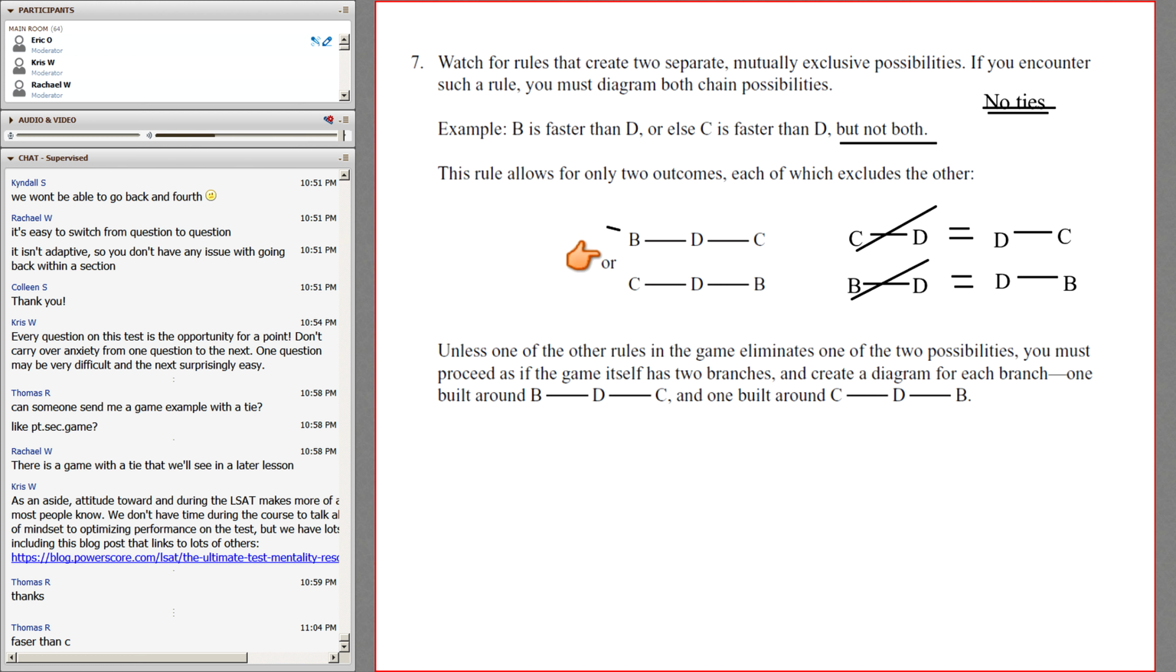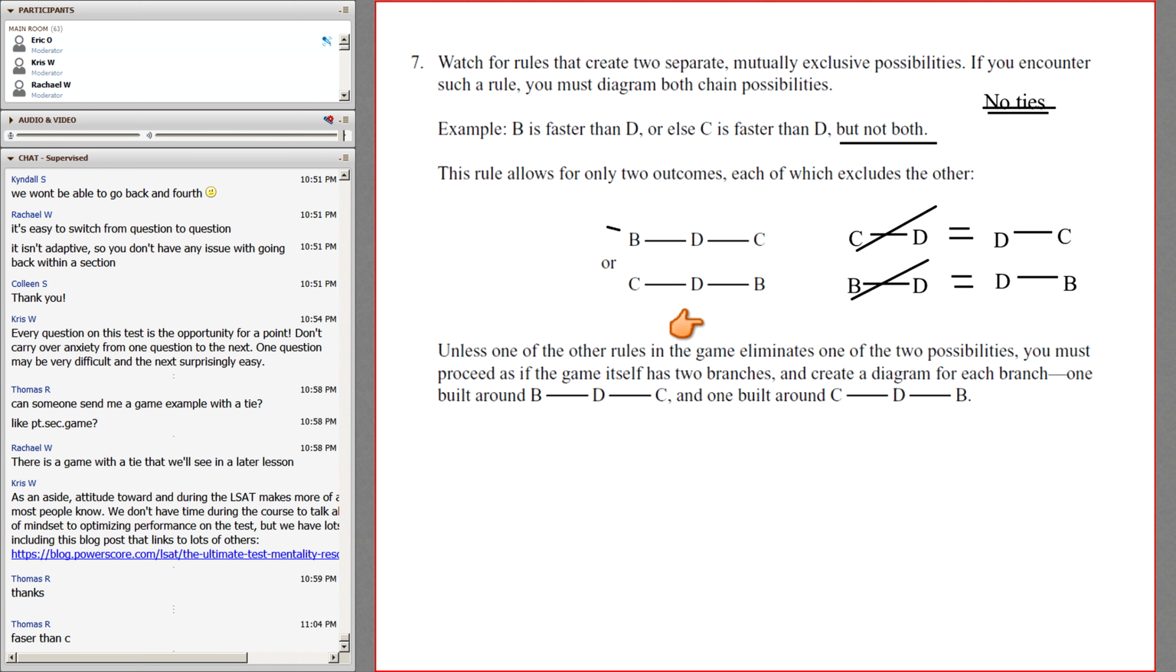And even though you still don't know which one is going on, guys, the one universal truth about both of those is that D is always in between two people. And that would tell you that D can never be first or last, no matter what. And that is a big inference that's almost always tested in games that have that pattern.